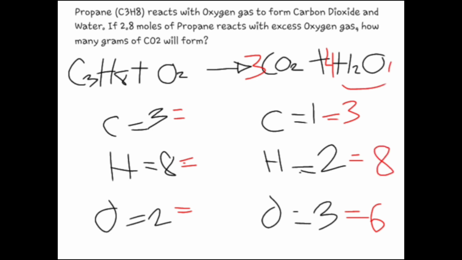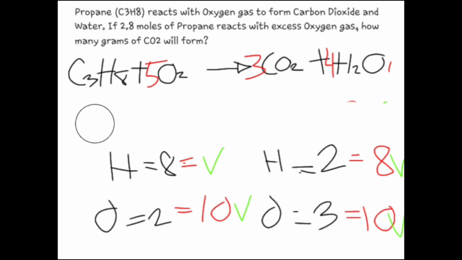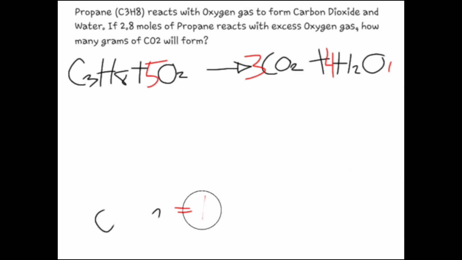As for the oxygen, we have the invisible number 1, then times 4. So 4 plus 6 is equal to 10. As you can see, the oxygen is not balanced. To balance this, we can put 5 because 5 times 2 is equal to 10. Now that it's balanced, we can proceed to the next step.